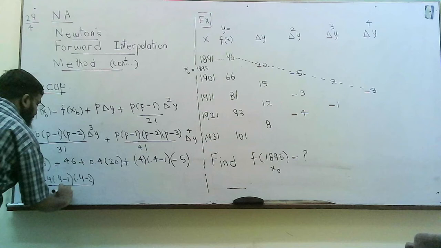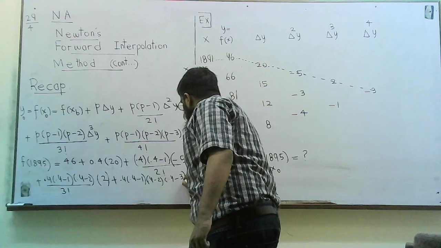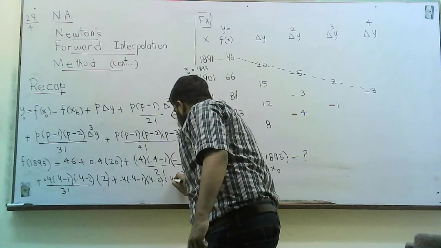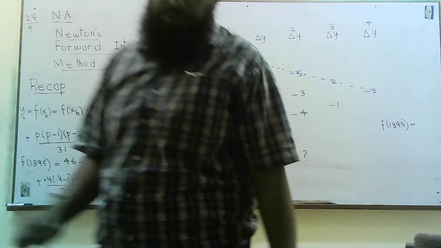The del cube y term is 2, so this is 2, plus the last term, 0.4 times 0.4 minus 1 times 0.4 minus 2 times 0.4 minus 3, divided by 4 factorial, times del to the 4 y, which is minus 3. So if we solve it, f of 1895 comes out to be 54.